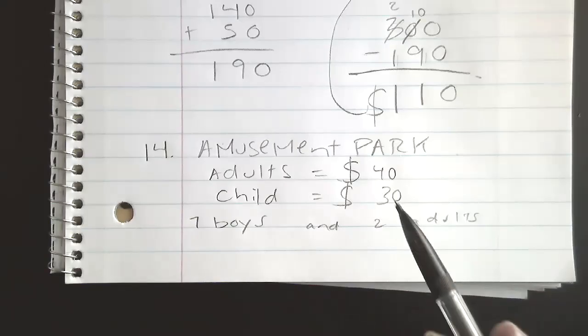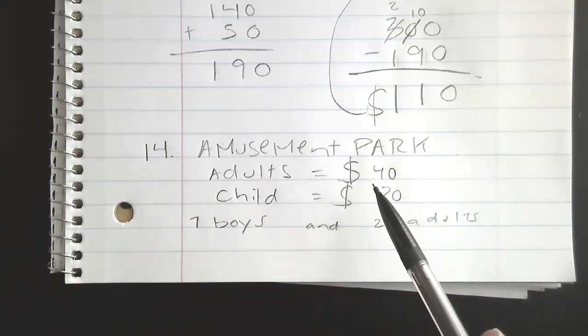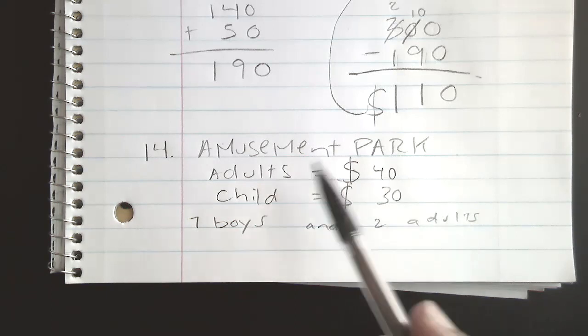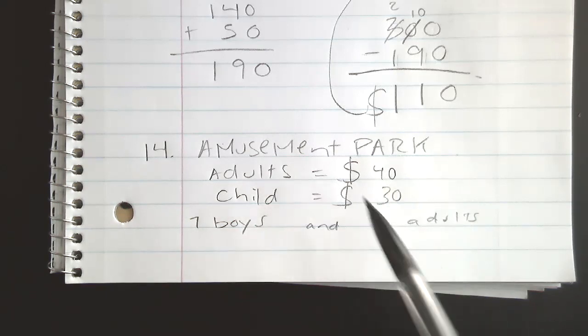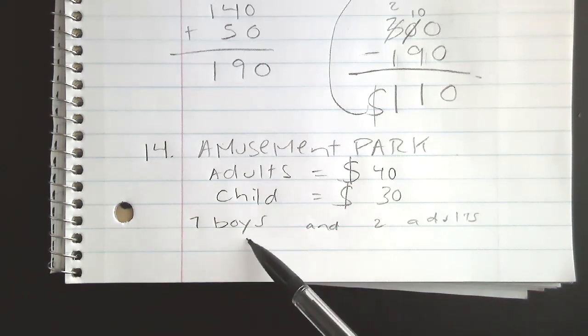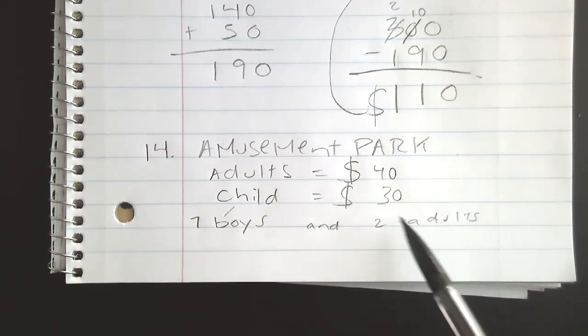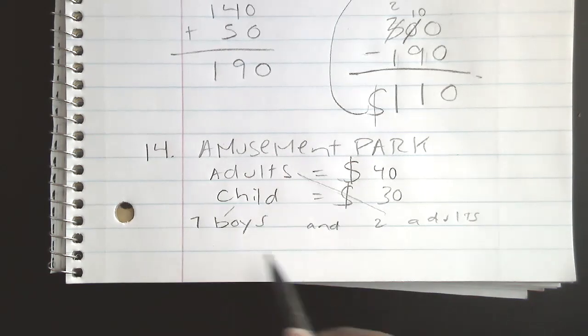All right, now we're thinking about this question. We have the amusement park, and I went ahead and put down the information for the amusement park. The amusement park prices for the adults was $40. The amusement park prices for the children were $30. So in our word problem, we have seven boys and two adults. Seven boys, we know those are seven children, and two adults, clearly those are just adults, okay? So first things first, we need to remember that we're not including Ethan, we're just including the information that we're given, the seven boys and two adults in his group, okay?